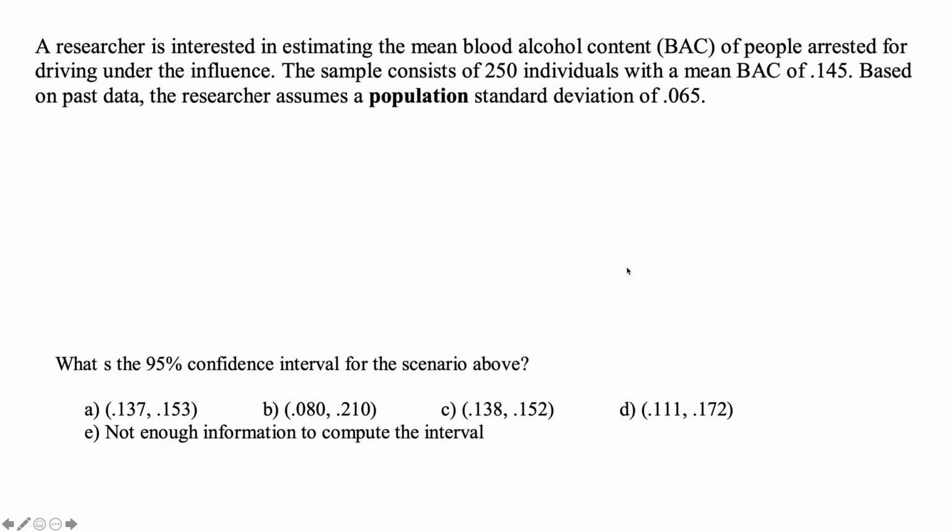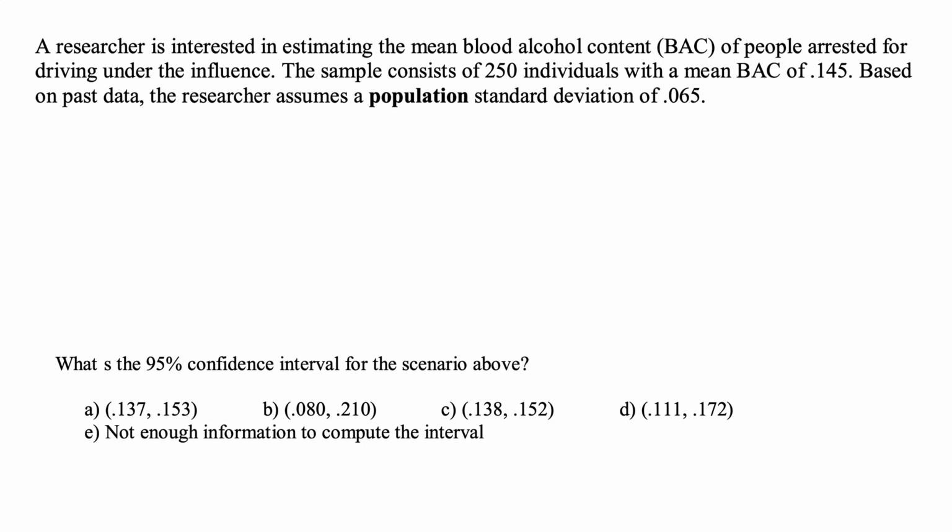Okay, a researcher is interested in estimating the mean blood alcohol content of people arrested for driving under the influence. The sample consists of 250 individuals with a mean blood alcohol content of 0.145. Based on past data, the researcher assumes a population standard deviation of 0.065. What is the 95% confidence interval for the scenario above?